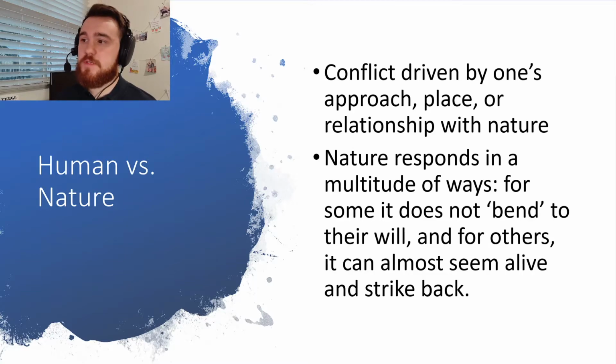Nature responds in a multitude of ways for the people that have this conflict. For some, it does not bend to their will, so they're not able to change nature, or they try to, but nature does not respond. For others, nature is alive. It almost seems to strike back at them. And we see this especially in the chapter of Strangers, where Thornhill seems so confronted by the space, by the darkness and sprawl of nature.